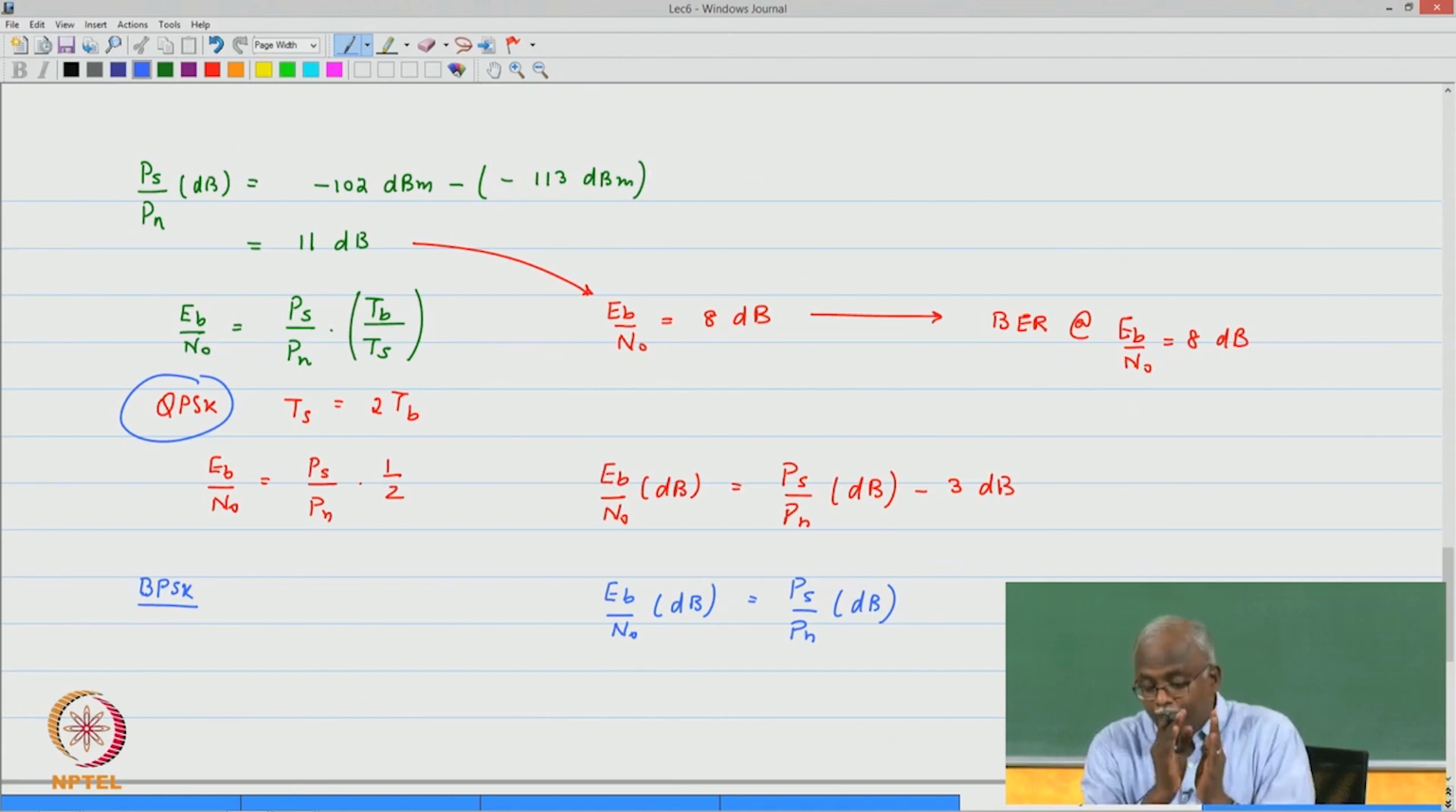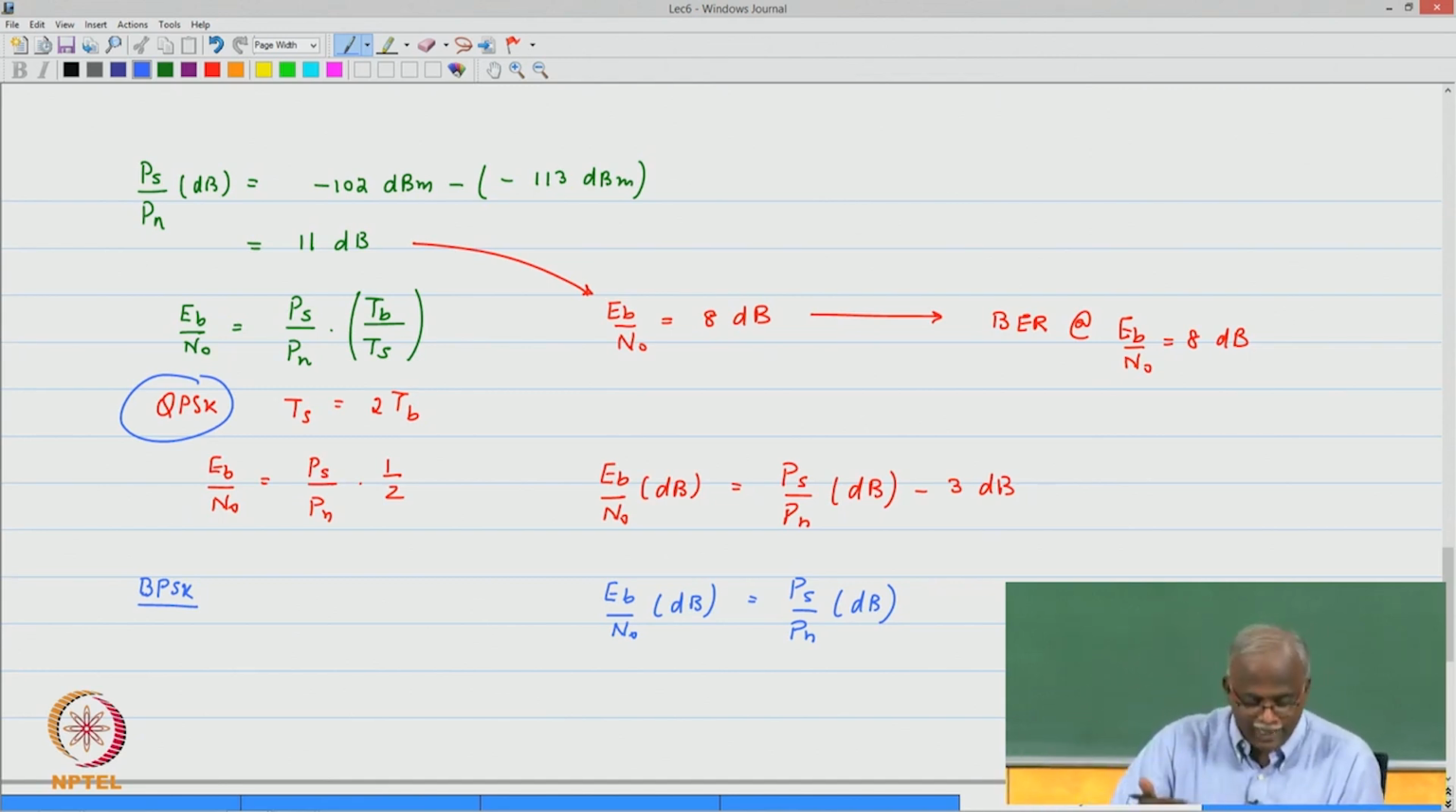So, for a given PS by Pn, signal power to noise power, you will find that the Eb by N naught for a QPSK system is 8 dB, for a BPSK system is 11 dB. There is a difference between the two, and therefore, you would find that the corresponding BPSK system would have a better BER. Now, this may seem a little counterintuitive because we are always told that QPSK and BPSK have the same performance. Keep in mind, it is the same performance with respect to Eb by N naught. Now, Eb by N naught translates differently to PS by Pn when it is BPSK than when it is QPSK.